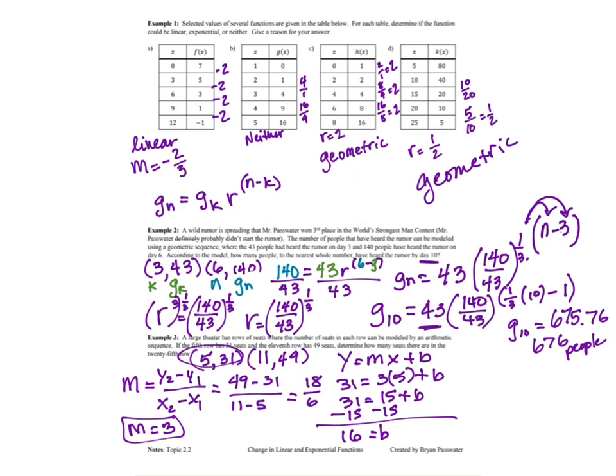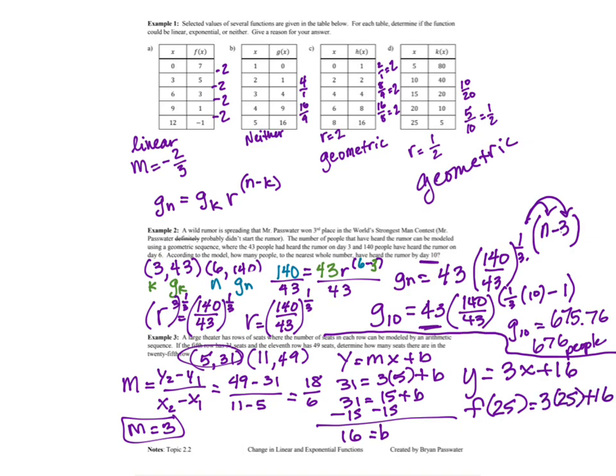Okay. So we've got 16 for b, and earlier David said we've got to write a function. We've got to write a function before we can plug in the 25. So what is our function? y equals 3x plus 16. And we are interested in how many seats there are in the 25th row. So we want f of 25. Notice that I went from y to f of because I'm plugging in. f of 25 is 3 times 25 plus 16.